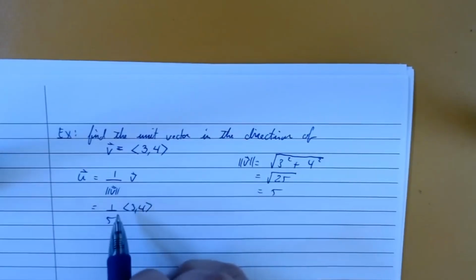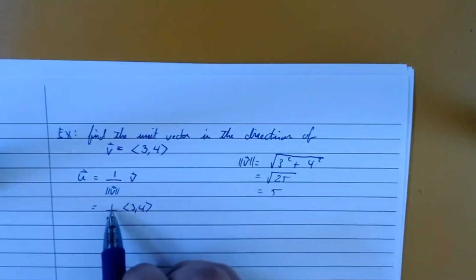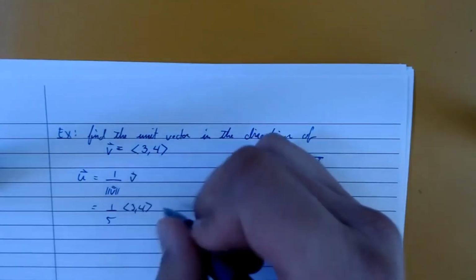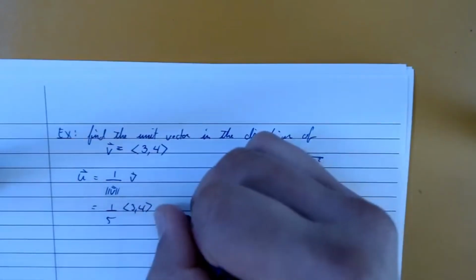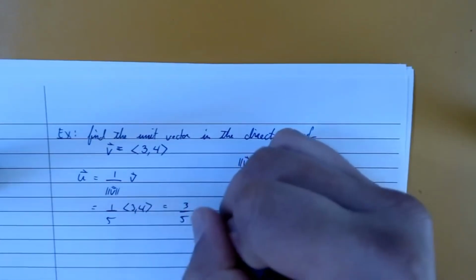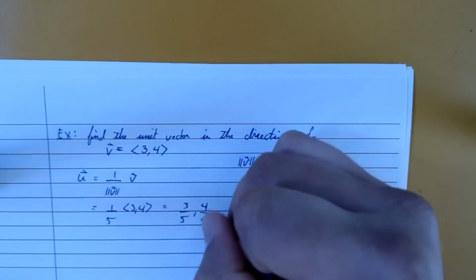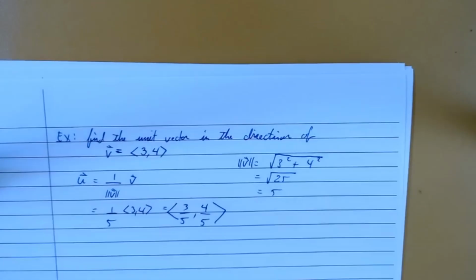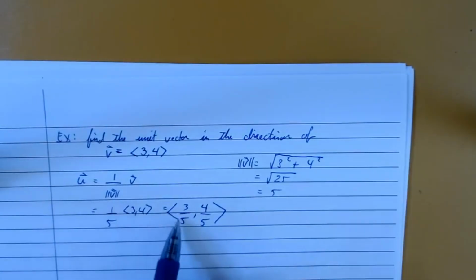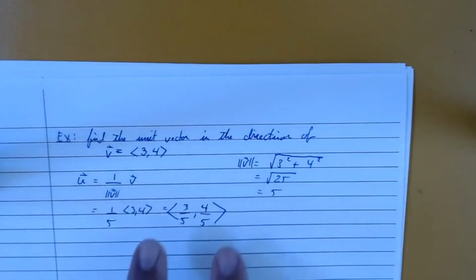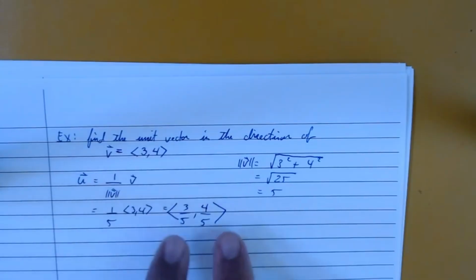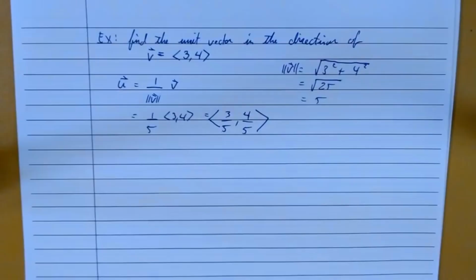Oh, but that's just a scalar product. So I can take this 1/5, and using one of the properties that we proved, we can simply distribute this over our vector. So this will give us 3/5, 4/5. And there's our result. The vector u is equal to 3/5, 4/5. This maintains the same direction, but now has a length of 1.